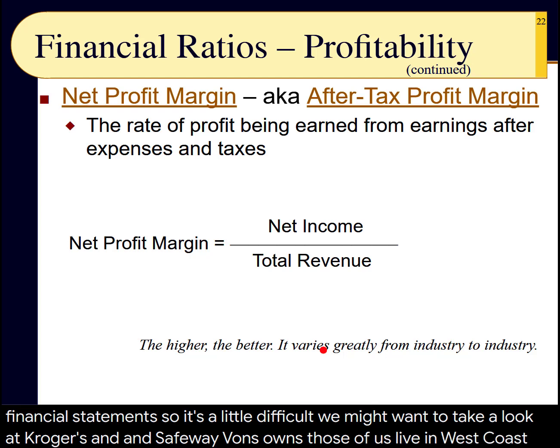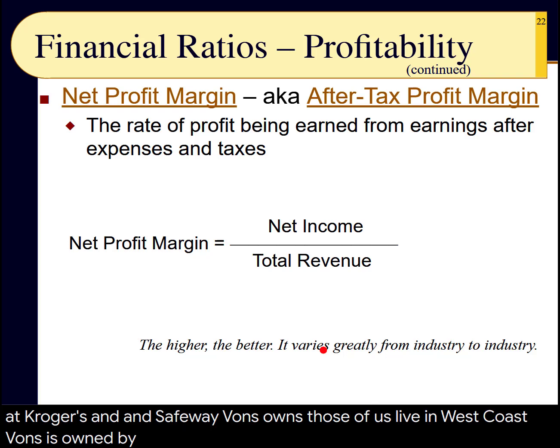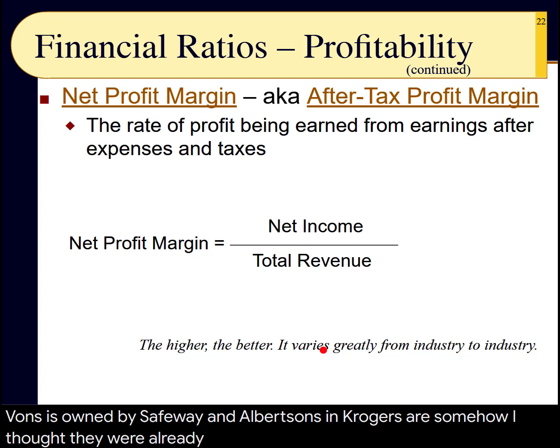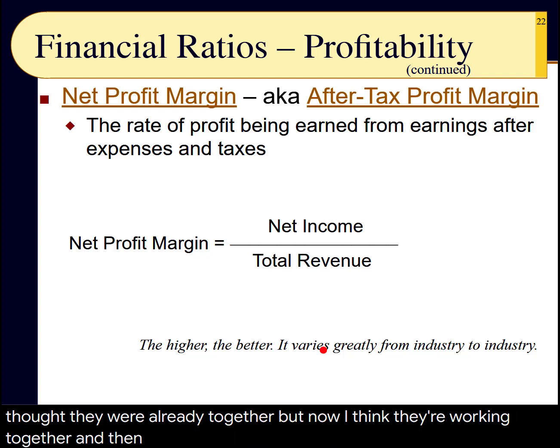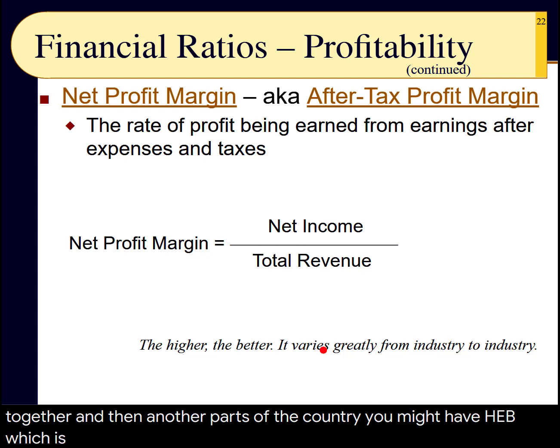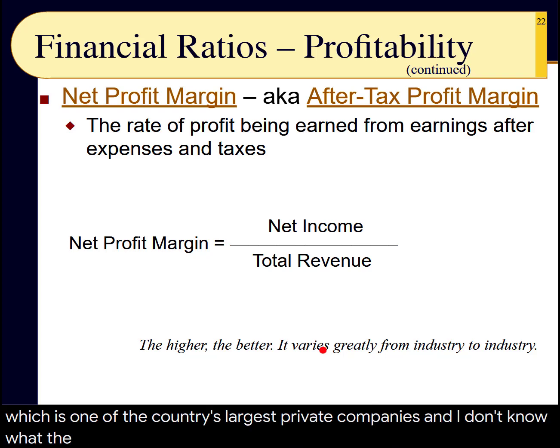And then in other parts of the country, you might have HEB, which is one of the country's largest private companies. And I don't know what the HE stands for, but I know the last B stands for Butt. That's the guy's name. So what we need to do is compare it to competitors, but sometimes it's not easy, is it? For a grocery store, I think 3.7% is pretty darn good because it's such a cutthroat business.